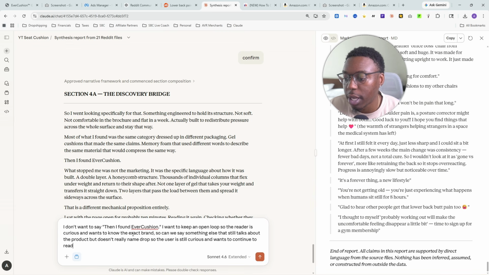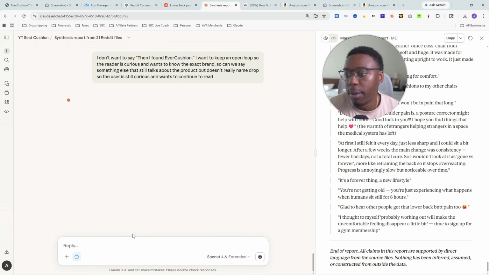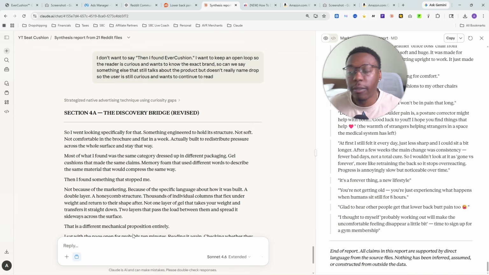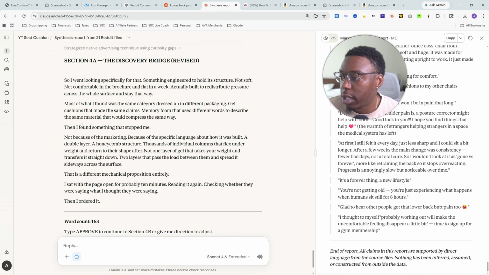So can we say something else that still talks about the product but doesn't really name drop, so the user is still curious and wants to continue to read? We'll see how this output gets us. And the idea, like I mentioned again, is just to build curiosity and keep the open loop going. We don't want to just give them, oh, it's Evercushion, and then maybe they'll drop off and go Google something. So sometimes it can work in your favor, sometimes it can't. So let's see what it updated to.